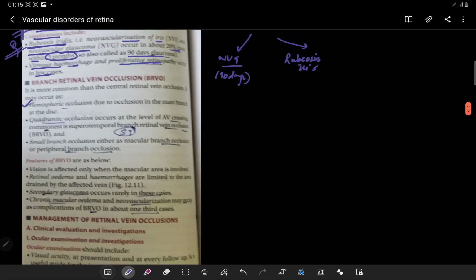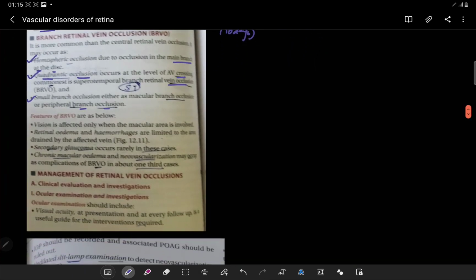We can have the hemispheric occlusions, which is due to occlusion in the main branch at the disc. We can have the quadrantic type of occlusion, which occurs at the level of AV crossing, which is commonest in the supratemporal branch of the retinal vein, and we have small branch occlusions either as macular branch occlusions or as peripheral branch occlusions.